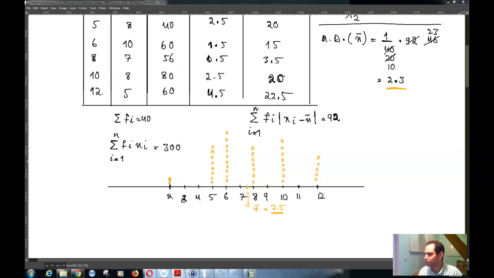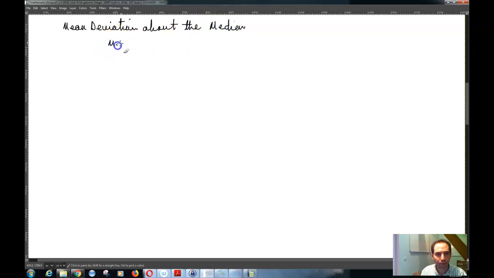We have another example over here. Let's say that you have some data, and you want to find the mean deviation about the median, for the following data.